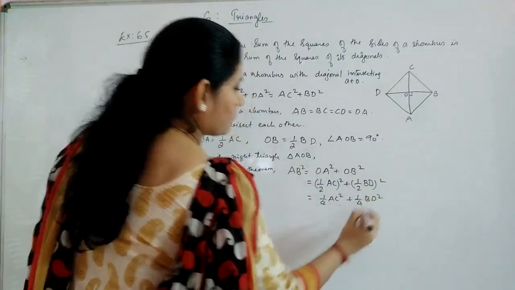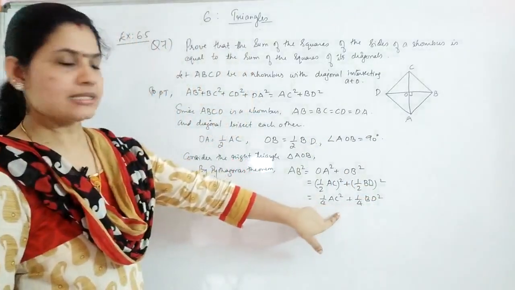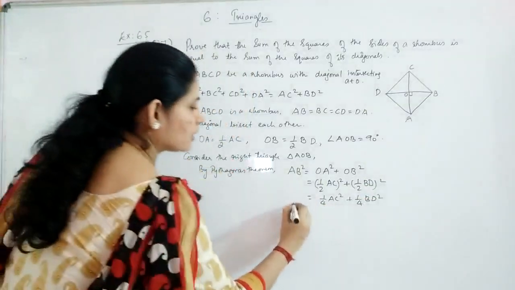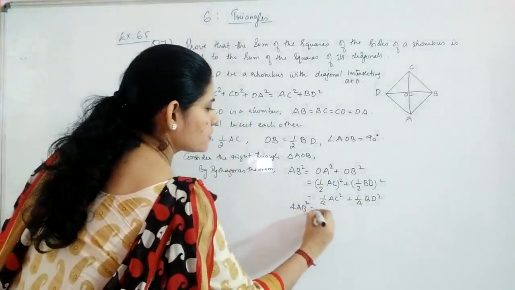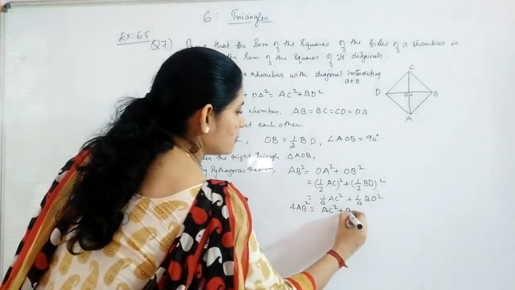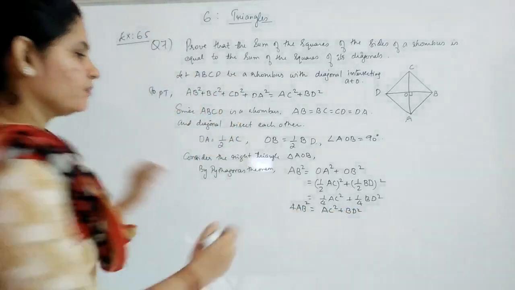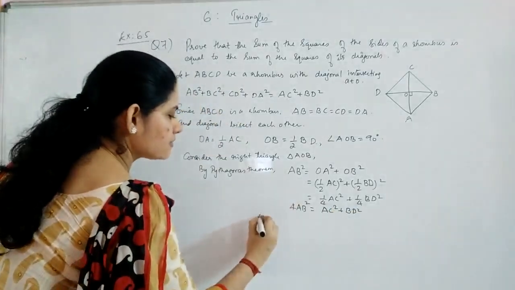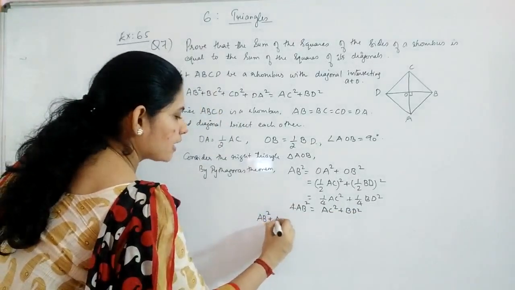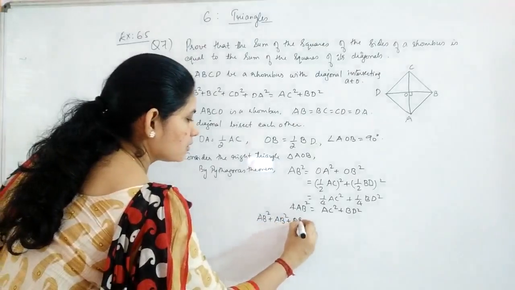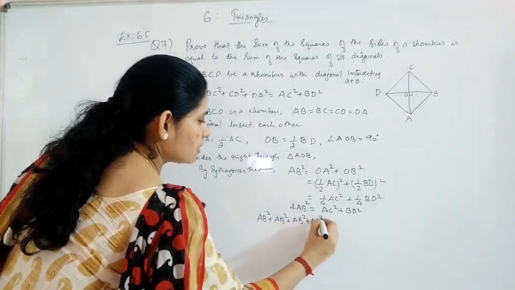Okay. So after taking the LCM, this 4 will go here and you will get 4AB square, which is equal to AC square plus BD square. Now what we are doing is, this 4 we are splitting as 4 times. We are writing AB square, AB square, AB square, AB square.